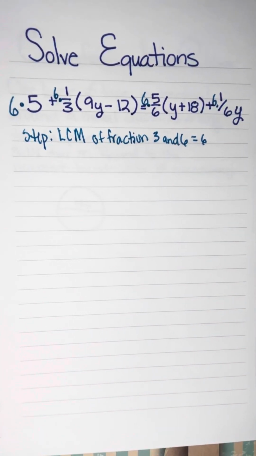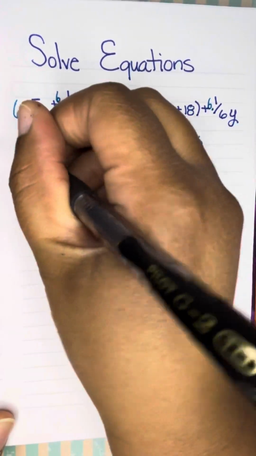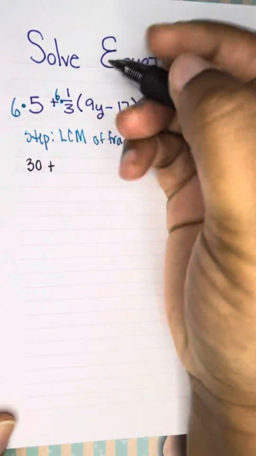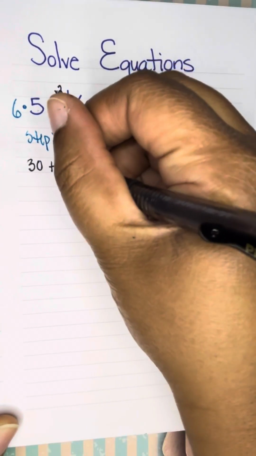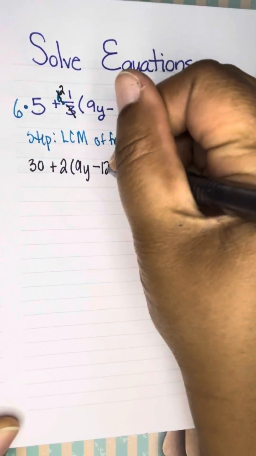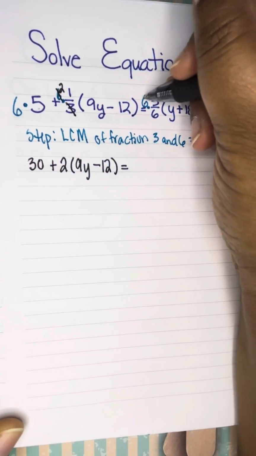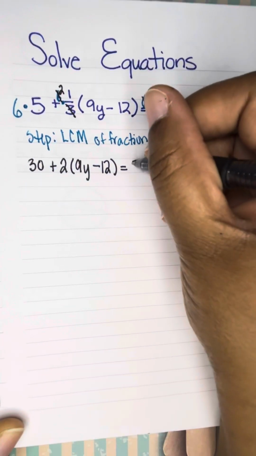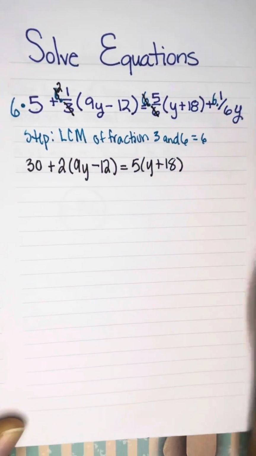Okay, so now 6 times 5 is 30 plus, well, 6 divided by 3. What's happening here? 6 divided by 3 can go to a 2. So we're left with 2 times 9y minus 12, equals 6 divided by 6, well, that cancels, and it's going to leave us with 5y plus 18.